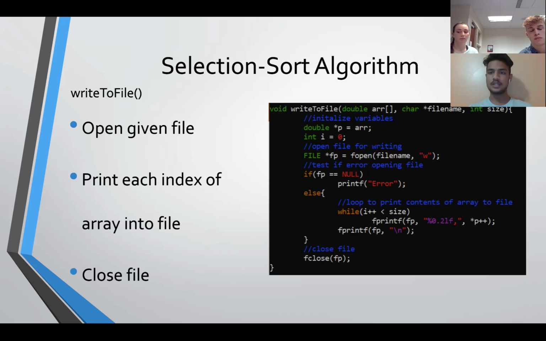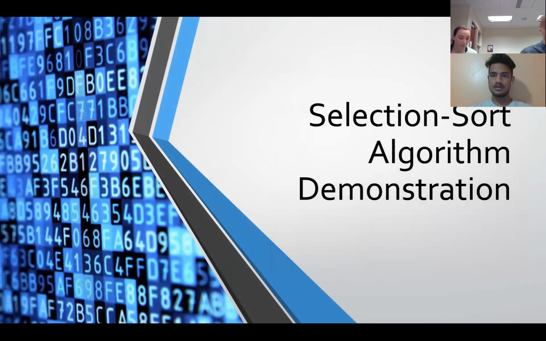After that, we use the write to file function, where we open the given file and print each index of the array into the new file, which is now sorted using the selection sort algorithm and placed in ascending order as required by the project. Then after the array is placed in its file, we close the file and move on with our coding. Now it's time for the demonstration of the selection sort algorithm.